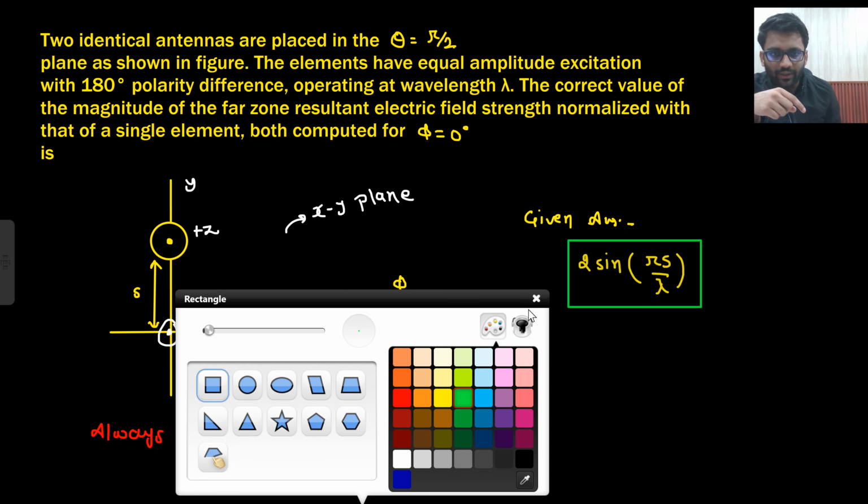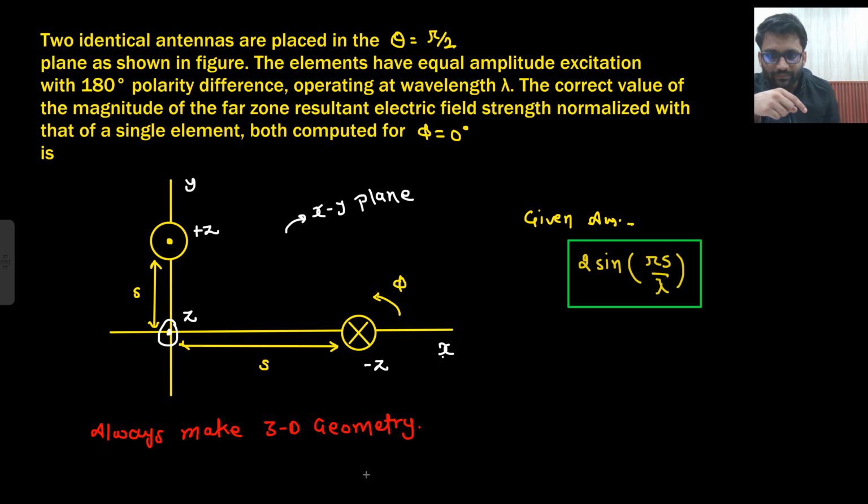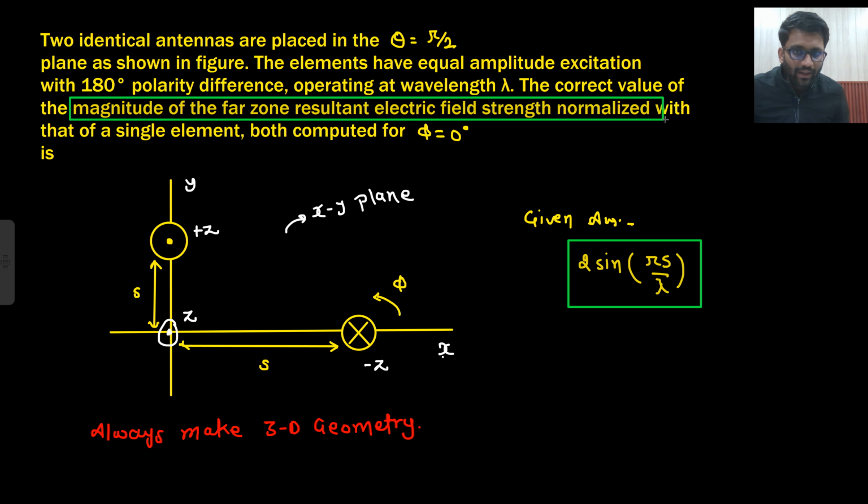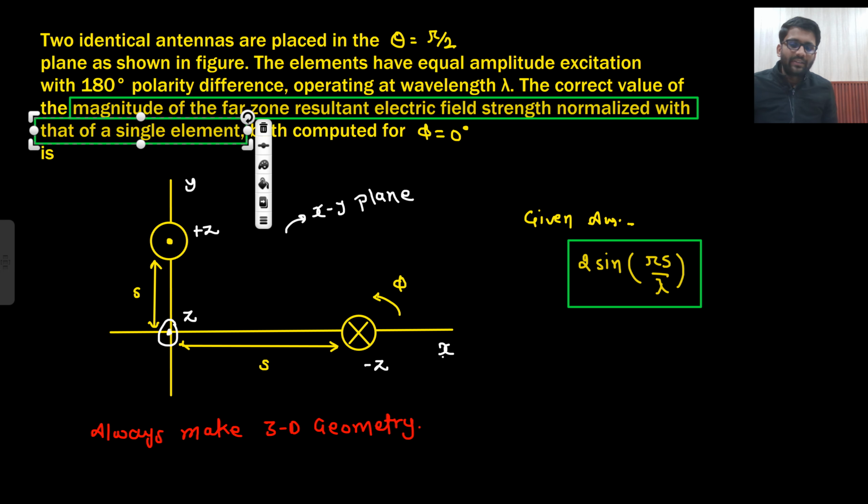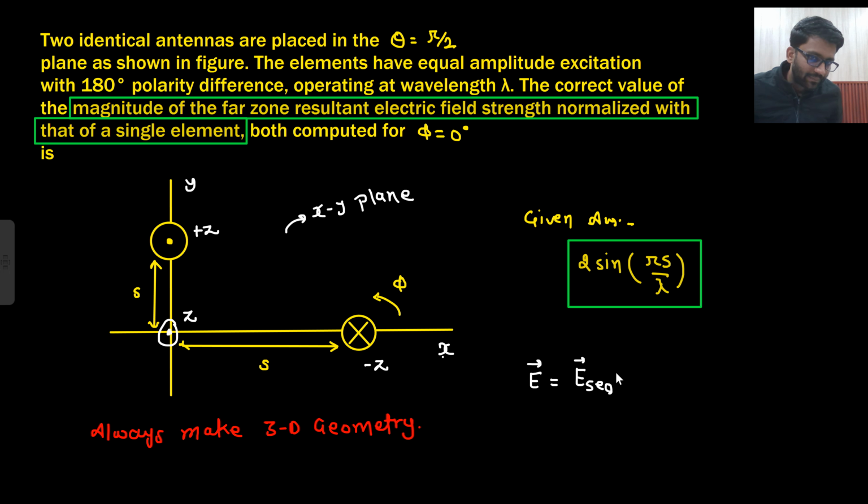Let's read this line carefully. They are asking the magnitude of the far zone electric field strength normalized to that of a single element. Magnitude of far zone resultant electric field normalized with that of a single element. What do you mean by this line? Because of the antenna array, there are two antennas, that means it is a two element antenna array. So what electric field will we write? Electric field due to a single element at origin into array factor. This will be our resultant electric field at far zone.